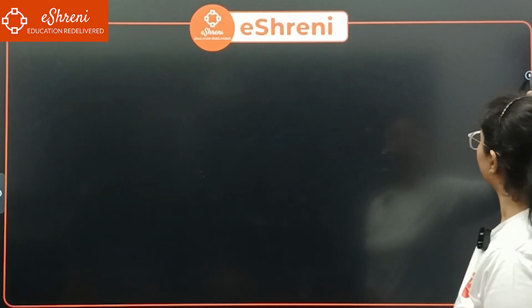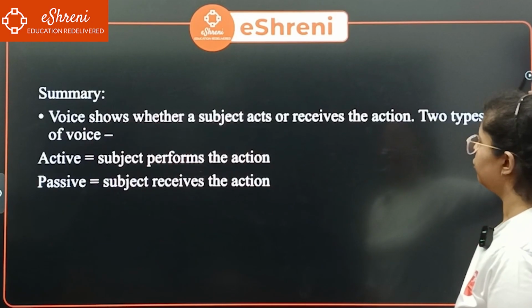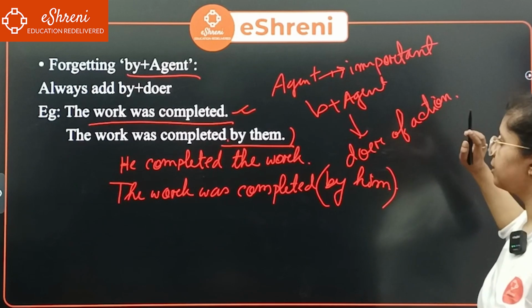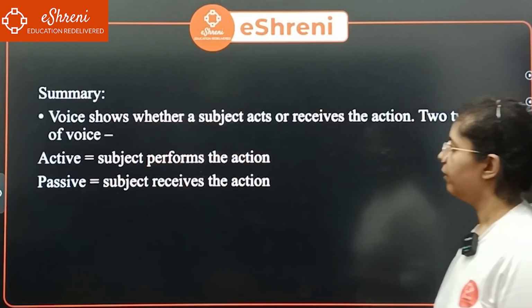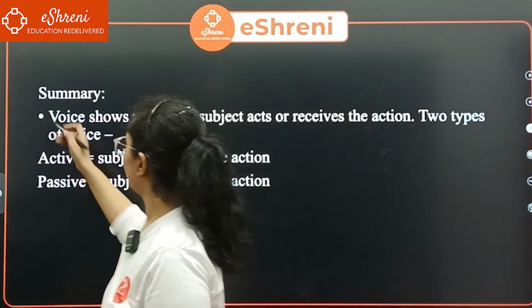That is very important. So those were the common mistakes that students make while doing voice exercises. Now let's revise what we learned today.